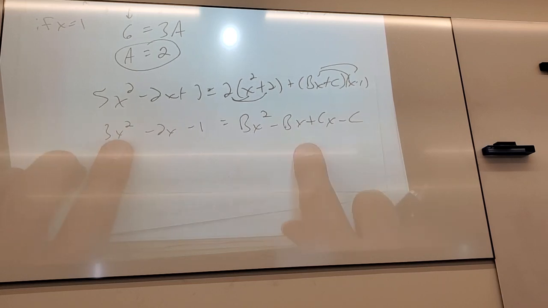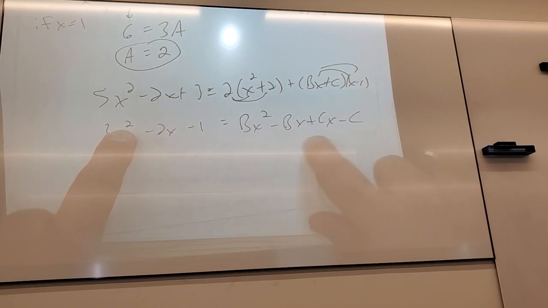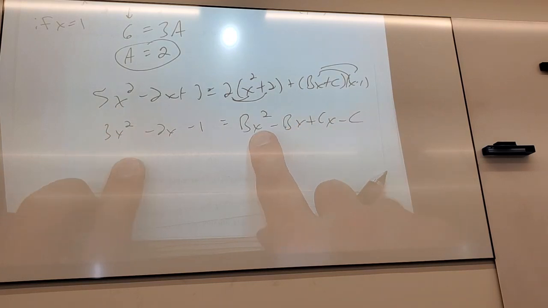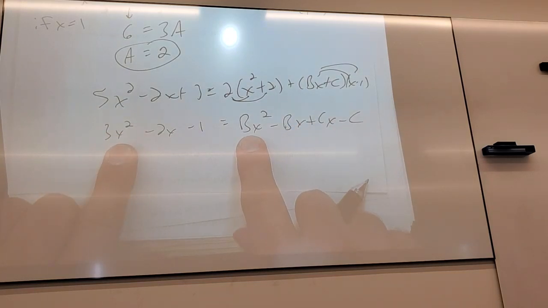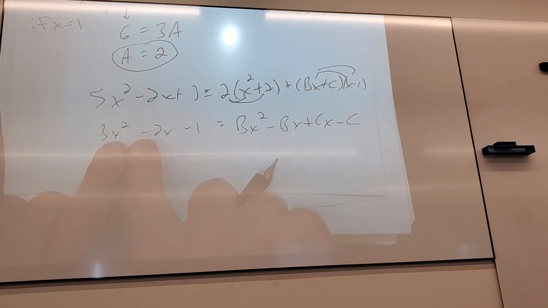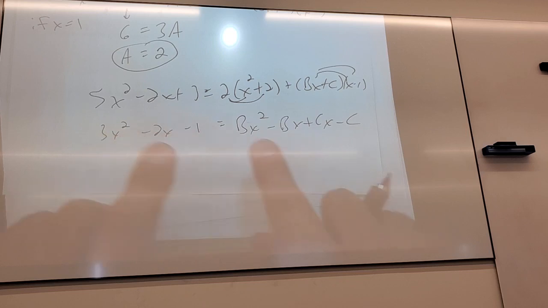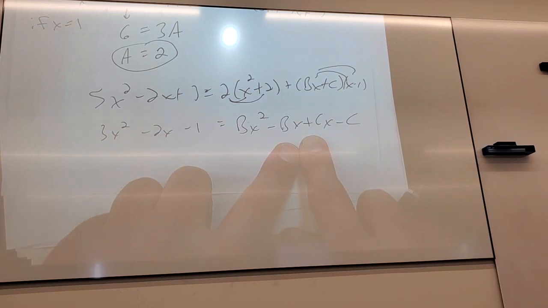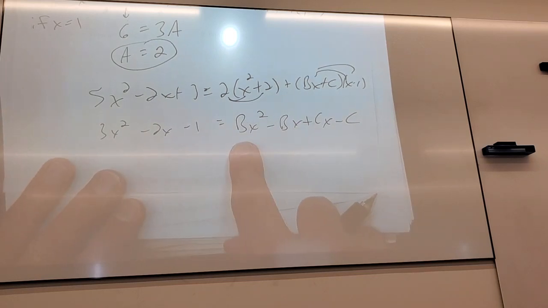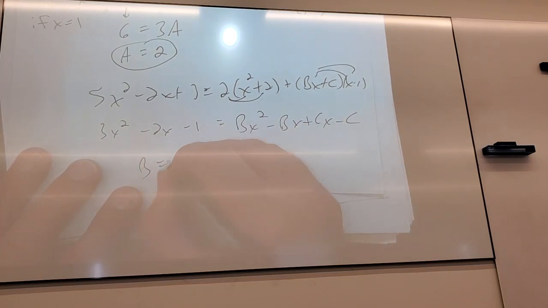Now I've got a much simpler problem to deal with. I have only 2 unknowns. What must b be? What's in front of the x squared here? 3. What's in front of the x squared on this side? B. So what must b be? 3, B must be 3.